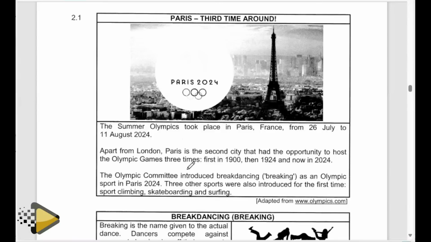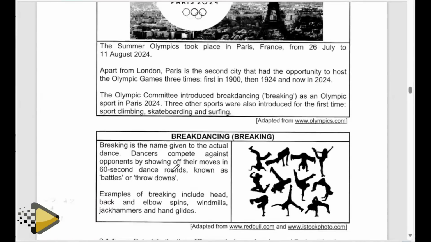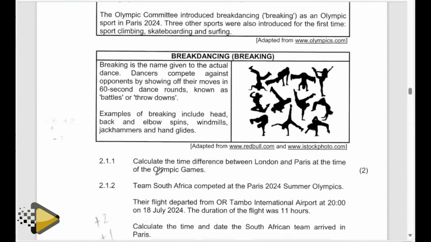The Olympic Committee introduced break dancing, which is also known as breaking, as an Olympic sport in Paris 2024. 3 other sports were also introduced for the first time. That is sport climbing, skateboarding, and sailing. Breakdancing is the name given to the actual dance. Dancers compete against opponents by showing off their moves in the 60-second dance rounds known as battles or throwdowns. Examples of breaking include head back, elbow, spins, windmills, jackhammers, and hand glides.